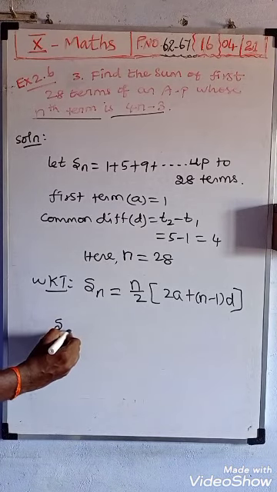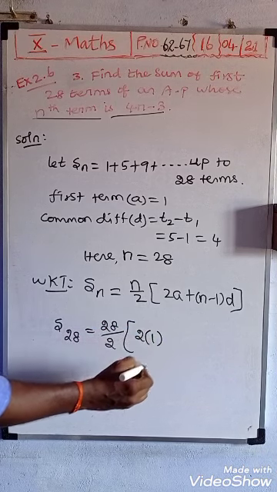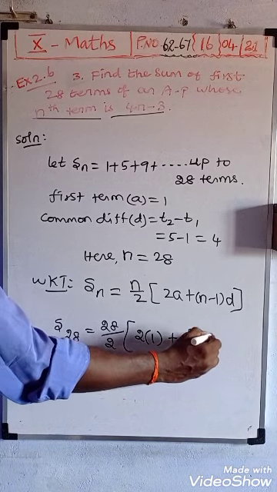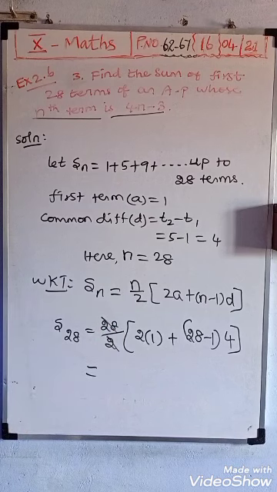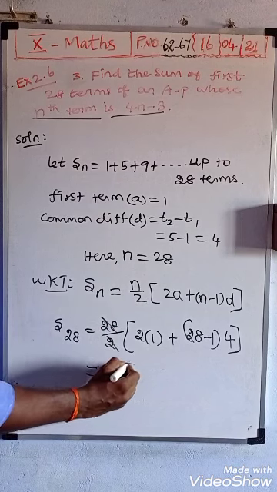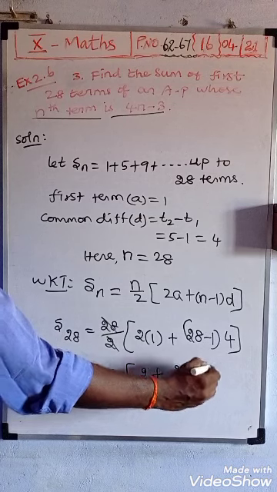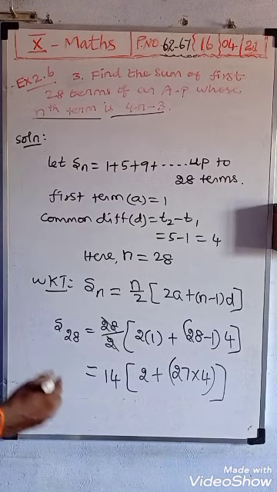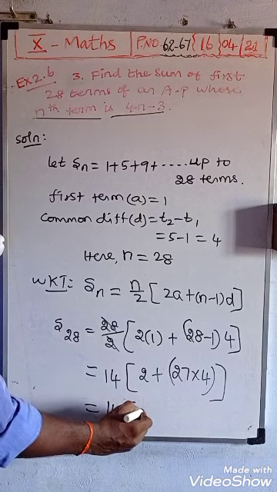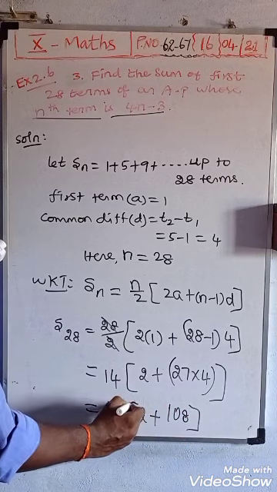Therefore, S28 is equal to 28 by 2 of 2 times a, which is 1, plus n minus 1, which is 28 minus 1, into d, which is 4. Now 28 divided by 2 gives 14. 14 of 2 ones are 2 plus 27 into 4. First multiply 27 with 4, then add that answer to 2. Multiplying gives 108.